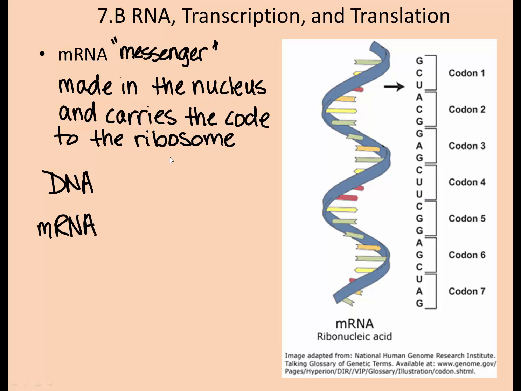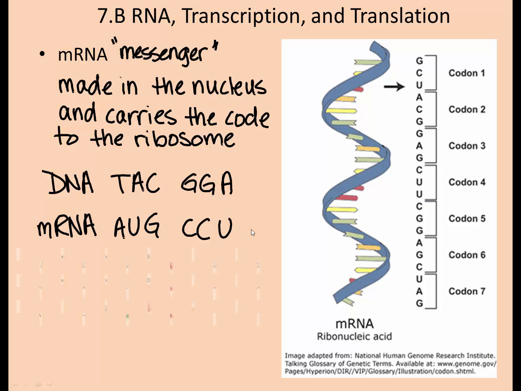With the DNA and the RNA, if you have TAC, you're going to end up with AUG. Remember, the T's go to A's, but A's now go to U's, and C's go to G's. And then G goes to C, G goes to C, and A goes to U. Remember, RNA has uracil.